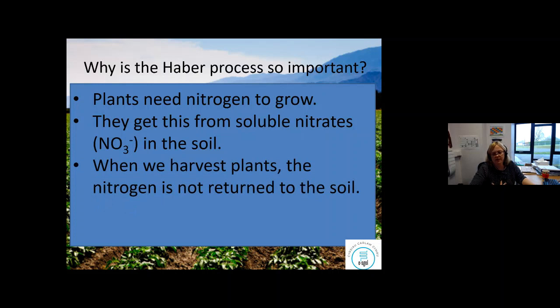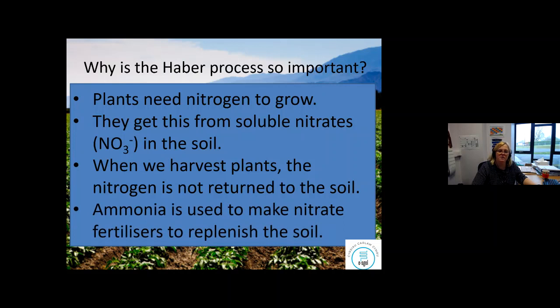But as you harvest plants, and you therefore have used the nitrate source within that particular patch of land, then obviously that soil will be stripped of the essential nitrogen that is needed, and it doesn't get directly returned to the soil when you harvest that plant. So you have to have a way of replenishing it and returning the soil to its fertile state so that it helps further crops to grow. Okay, so ammonia is then used to make nitrate fertilizers to replenish this within the soil system itself.